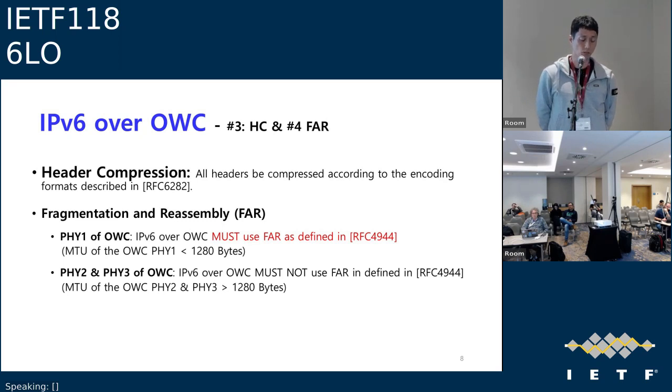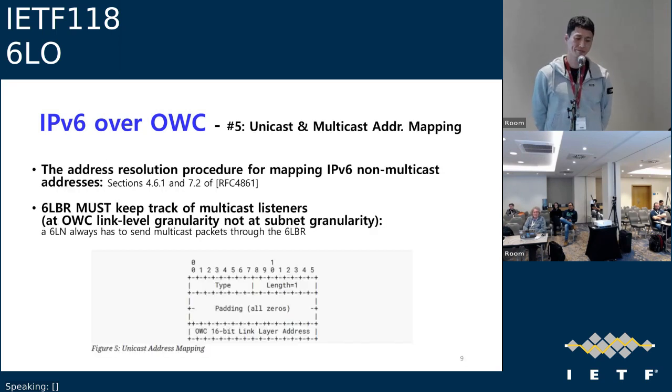The first one is the 5.1 of authority. Actually, this one, the MTU is smaller than the IPv6 MTU. So IPv6 of authority must use that file as defined in RFC 4944. But the other two, 5.2 and 5.3, actually do not need the FIR, because the MTU is bigger than the IPv6 MTU. The next slide, please.